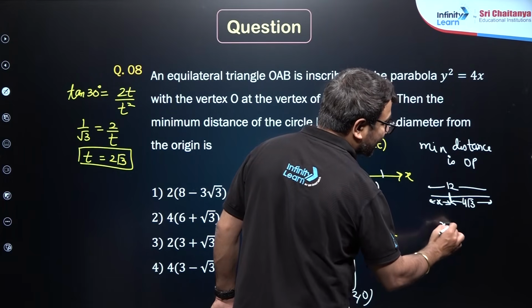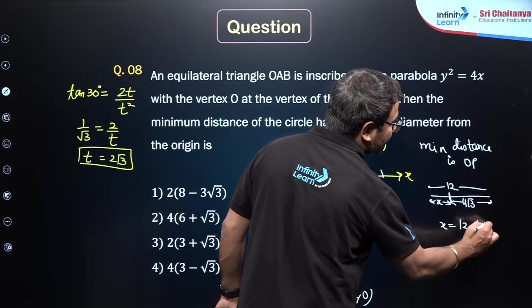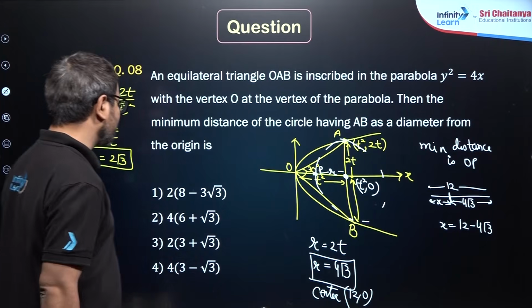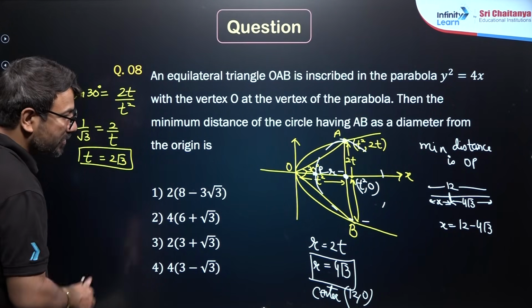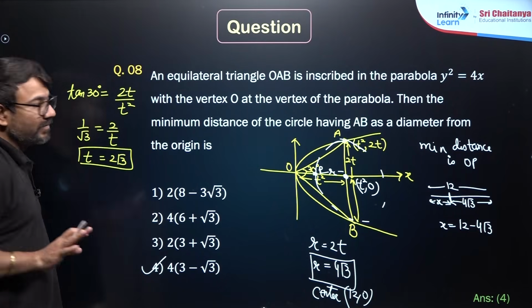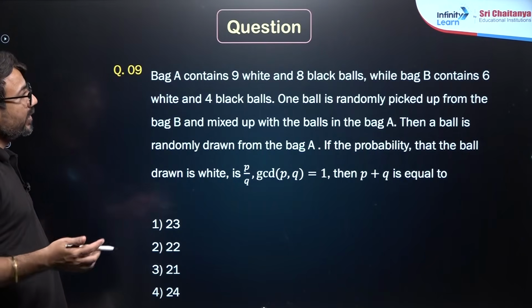So if you have to find x, it will be 12 minus 4 root 3. So 12 minus 4 root 3 is a minimum distance. 12 minus 4 root 3 is given to you in the fourth option. That is why fourth option will be the final answer. Next, go ahead with the next question.